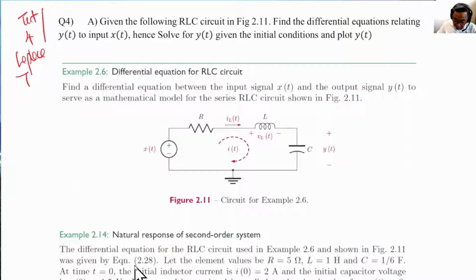This is tutorial 4, Laplace transform question 4. In this question, we are given the following RLC circuit, and we are asked to derive the differential equation and hence solve for the differential equation to find y(t), which is the voltage across the capacitor, given some initial conditions.